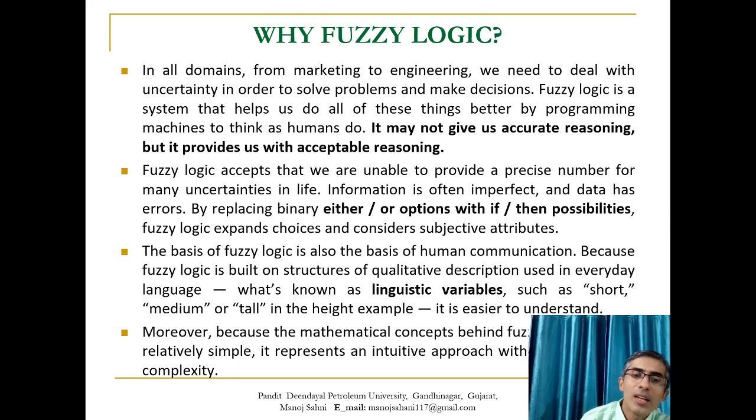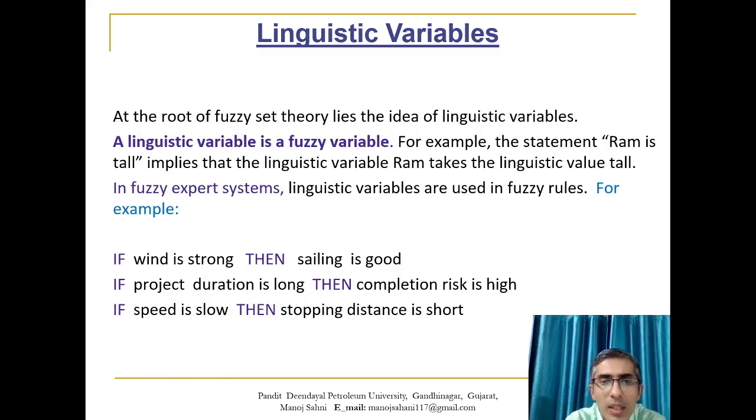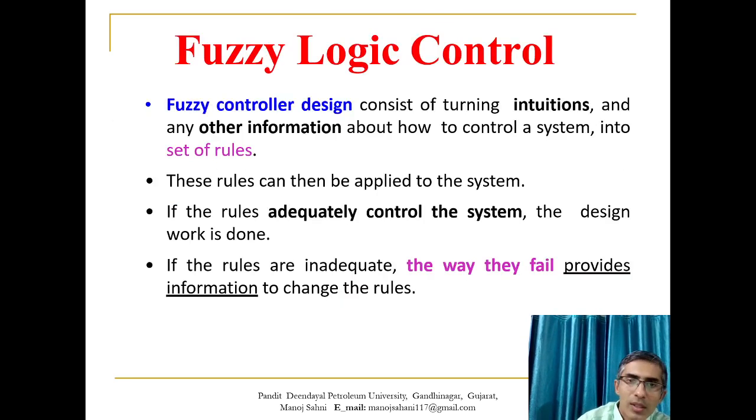In that case, the fuzzy logic takes into consideration linguistic variables such as short, medium, tall, moderate, very high, high, like this. These are the terms which we call linguistic variables. A linguistic variable is a fuzzy variable. For example, if wind is strong, then sailing is good. So the fuzzy logic rules are if-then rules, and we're going to see it in one example.